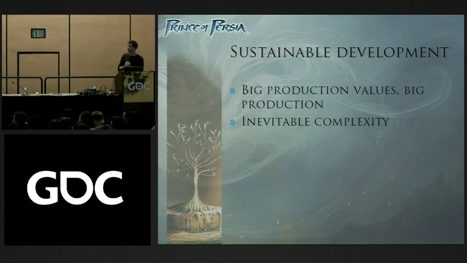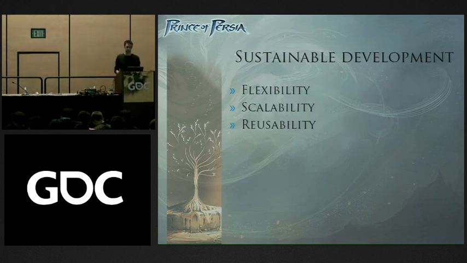So yeah, sustainable development. Hopefully you understand what I mean when I say that a big production values project like Prince of Persia means a big production. Four camera artists is a lot, we know it, but it was just unavoidable. We couldn't do differently because there are so many needs in a game like this. So there's a complexity that you just can't avoid in a big game like that.